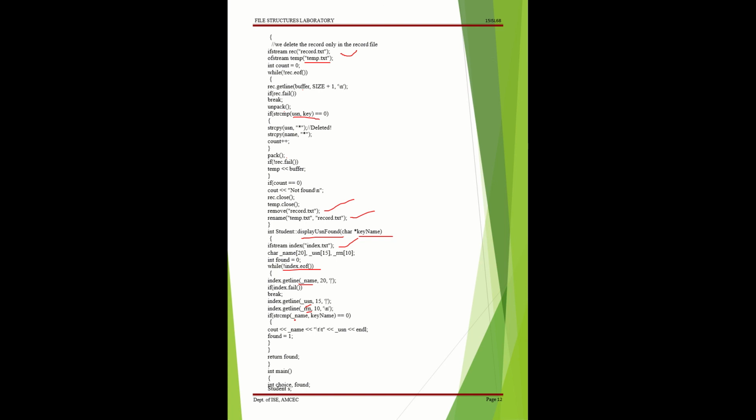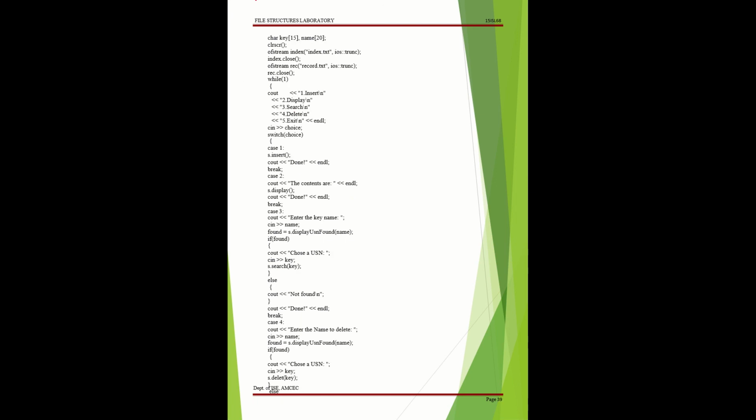I do the comparison here from the index file. I am just retrieving the name and making the comparison whether the key is matching with the name. If it is matching, I'm retrieving the USN, and I'm printing the name and the USN. Then if it is matching, found is assigned 1 and I'm returning the found value. So this is how the searching with the name is done.